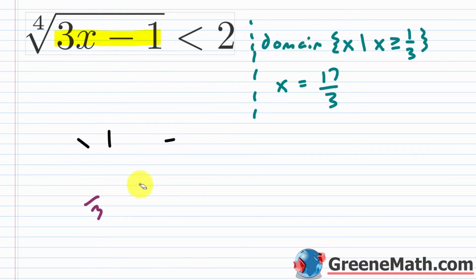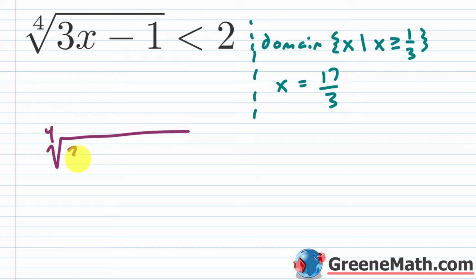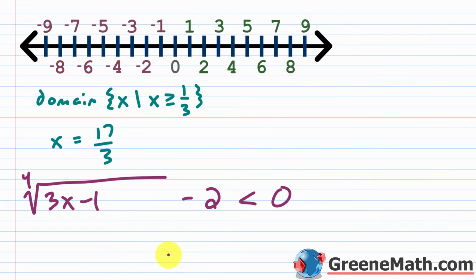Okay, so now that we have our domain and we have our solution for the related equation, what we're going to do is go to the number line, set up some intervals, and test in each interval. Let me just rewrite this inequality. So we have the fourth root of 3x minus 1. I'm going to subtract 2 away from each side, so then minus 2. This would be less than 0.